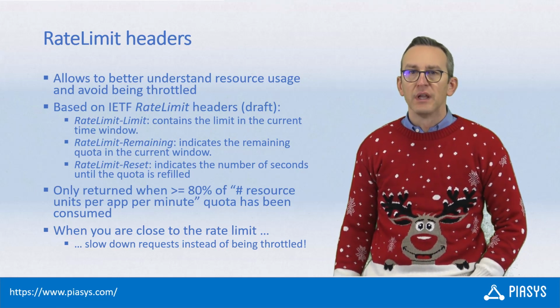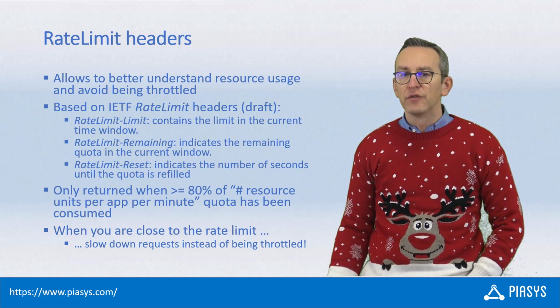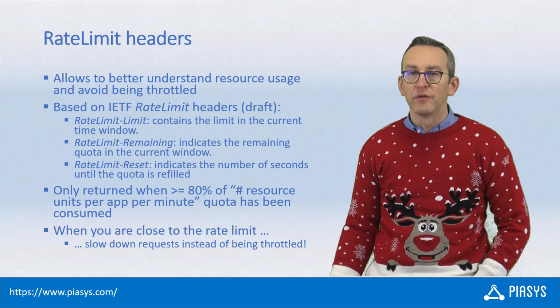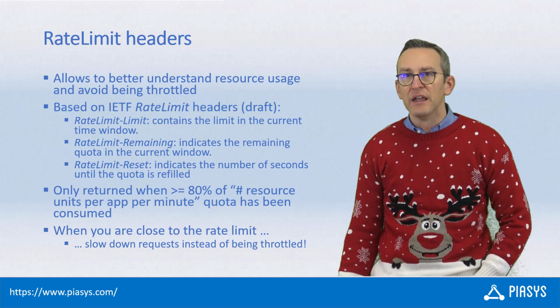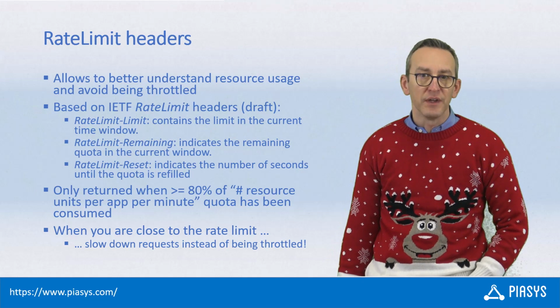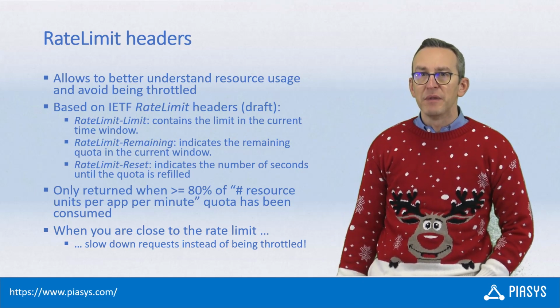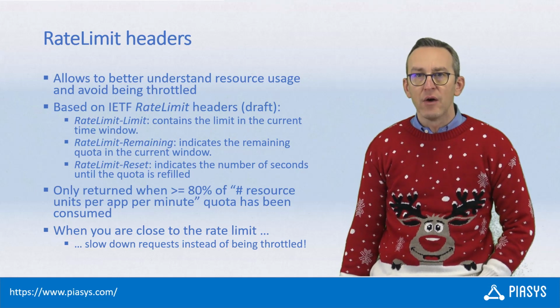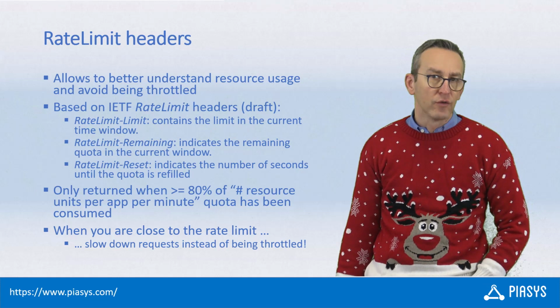time window. Whenever you are over 80% of resource units per app per minute consumed by your application, those headers will start coming inside the response headers of your requests. And by handling the headers, you can, rather than being throttled, simply slow down the frequency of your requests and improve the throughput of your solution.